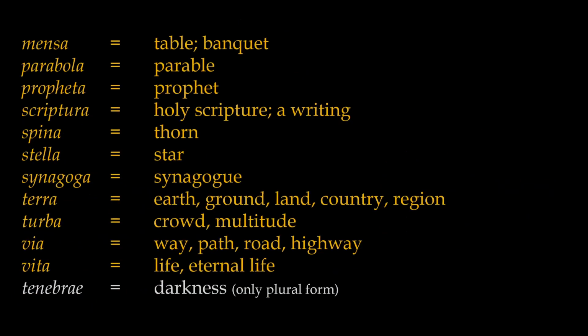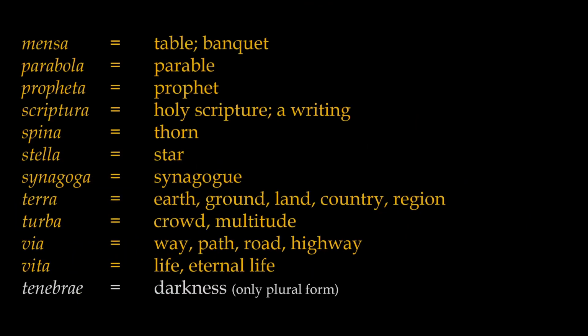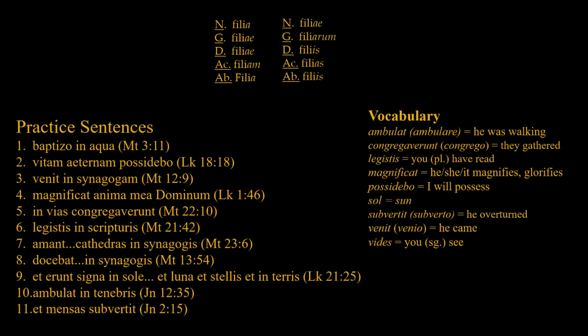And in terris. Let's go back and look. Terra, earth, ground, and in the, let me see what would be the best translation here, and in countries and in all regions of the earth, something like that. You've got to do some translating there. So there will be signs in the sun and in the moon and in the stars and in the, I think we'd translate that like all, throughout the earth. But terris there is in the ablative plural.